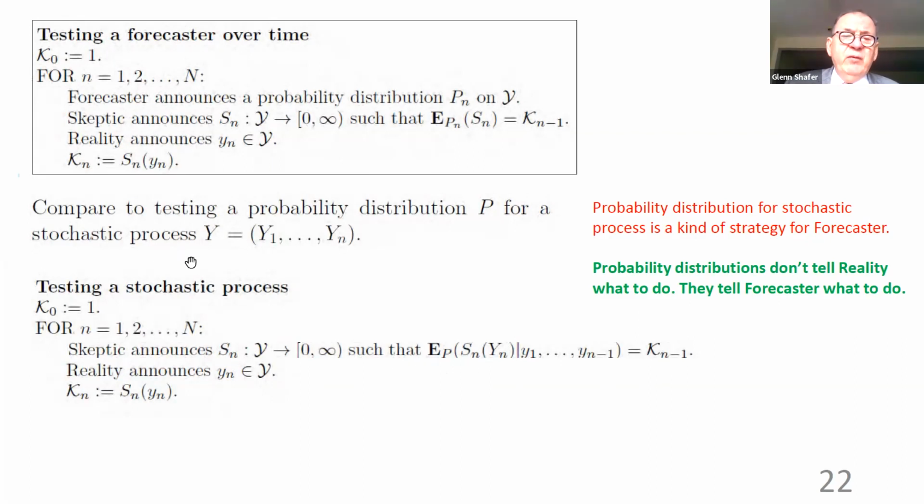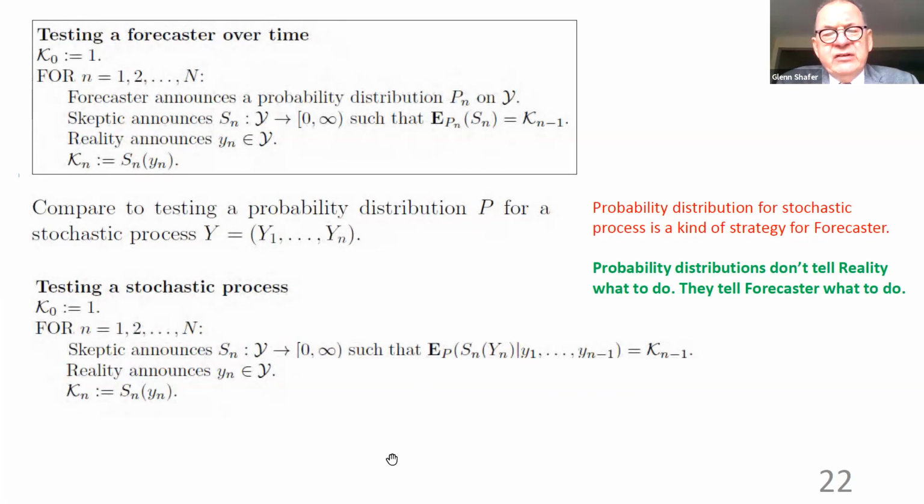So if we fix a strategy for forecaster, then we can take forecaster out of the picture because he doesn't have anything to do anymore. His moves are specified by the strategy. So we take him out and we get this picture here, which is a picture for testing a joint probability distribution P.